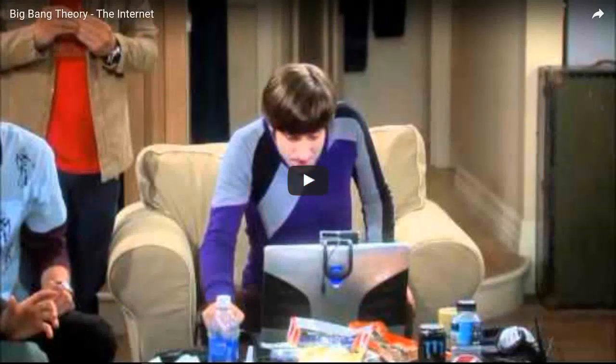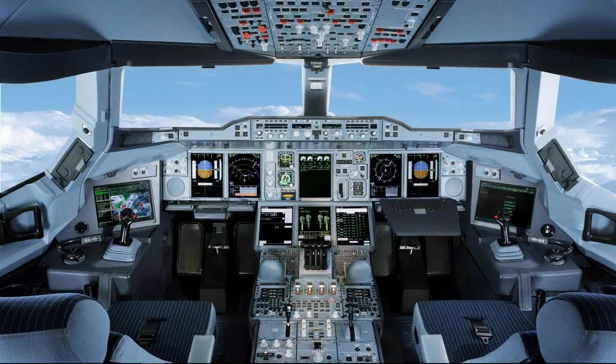Let's look at just a couple of examples. Airplane cockpits are arguably some of the most technically complicated working environments that humanity has ever created for itself. And 90% of all general aviation accidents are due to pilot error.